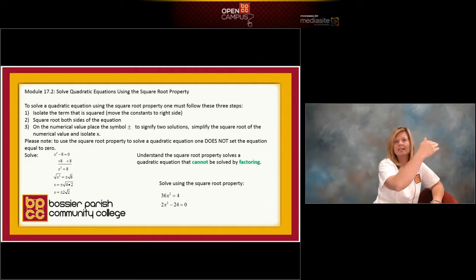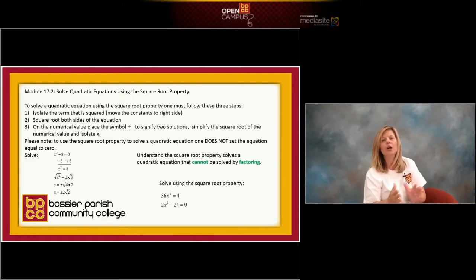Remember, to factor, we had to set the quadratic equation equal to 0, then we had to factor using one of our 4 rules, and then we had our 2 linear equations set equal to 0 and solve. To do the square root property to solve a quadratic equation, here are your 3 steps.